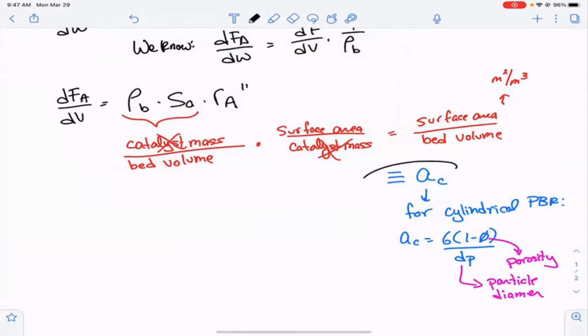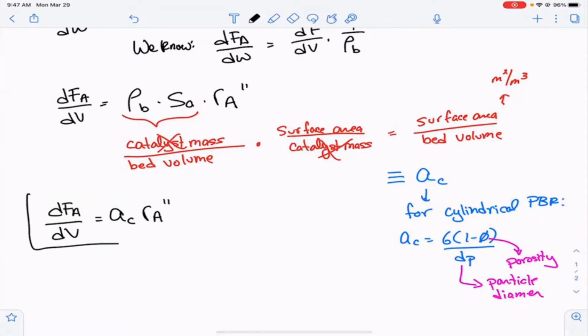I just want you to know that AC is definable based on particle shape, particle size, the geometry of the reactor, but it's a constant essentially once you know the parameters of our system. And because of that, we also can say then dFA/dV just equals this thing AC times RA double prime. Okay, and this is, at least for step one, getting things in terms of this areal reaction rate, and we still have properties of the packed bed reactor in our equation. Okay, so what to do now?